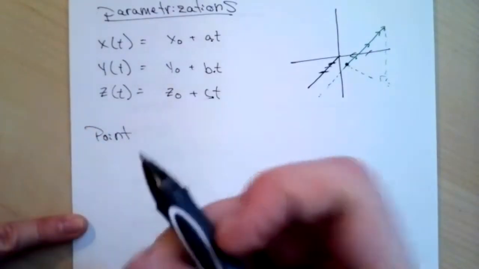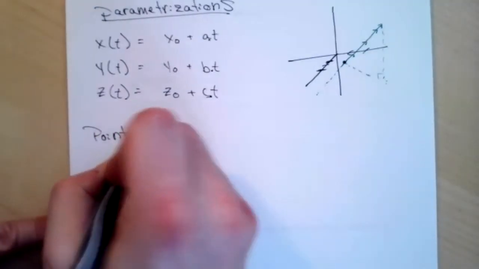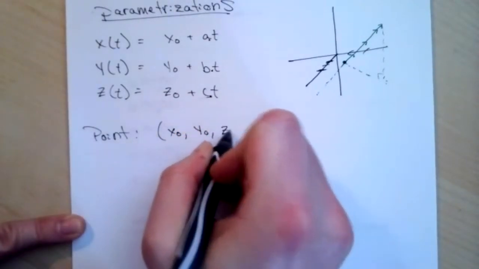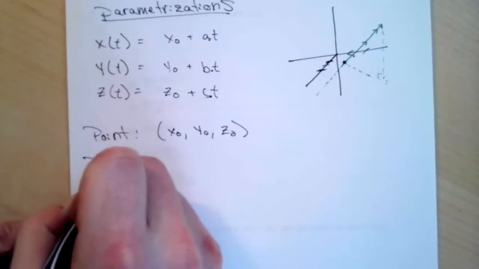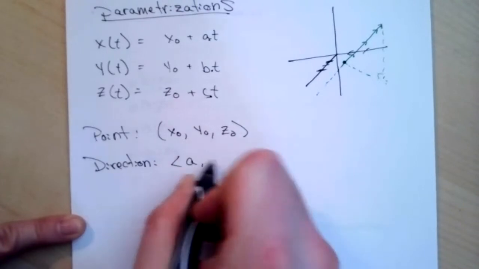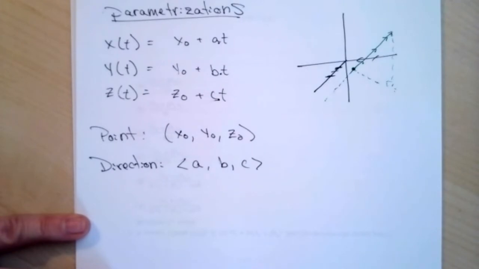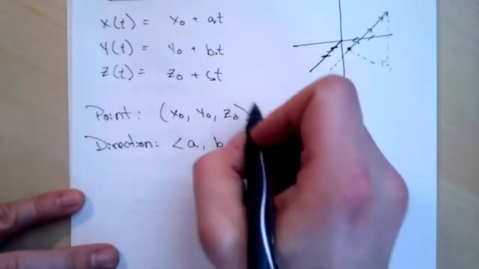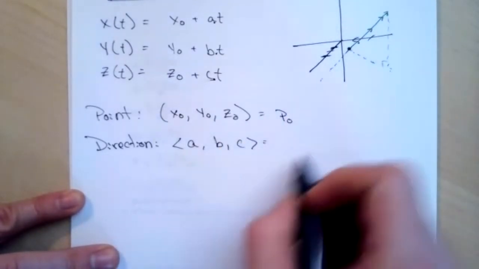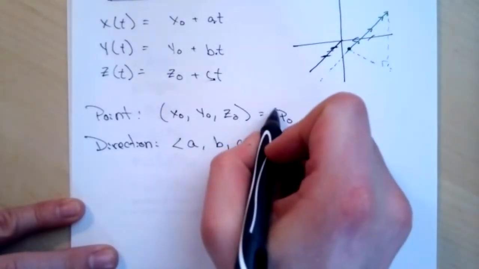But parametric equations really are essentially the same thing as what we're calling in this class vector equations. So our point that we start at, let's go ahead and write down our information, x naught, y naught, z naught. And now our direction that we are traveling in is going to have coordinates a, b, and c. So we could call this point p naught, or we can call our direction v.